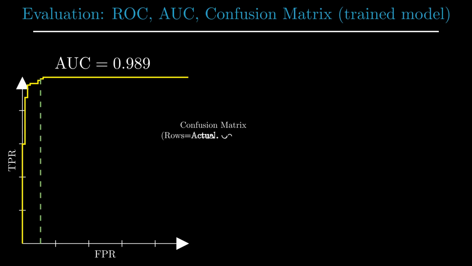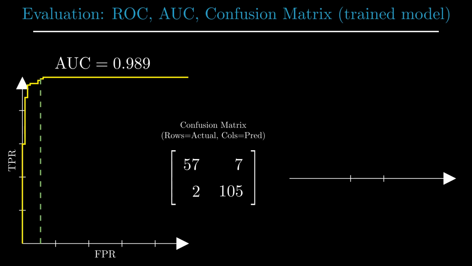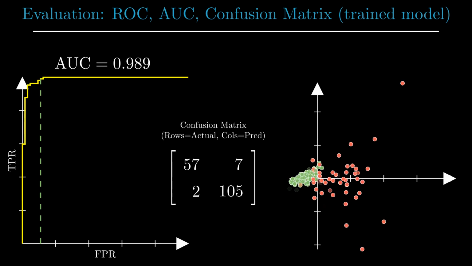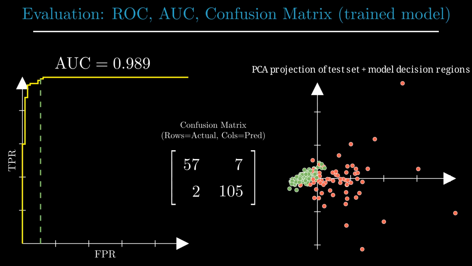If we now fix the threshold at 0.5, which is different from the false positive rate being 0.5, we get this confusion matrix showing the actual classification outcomes. To understand how the model separates data, we project the test set into 2 dimensions using PCA, Principal Component Analysis, which will be covered in a future video.